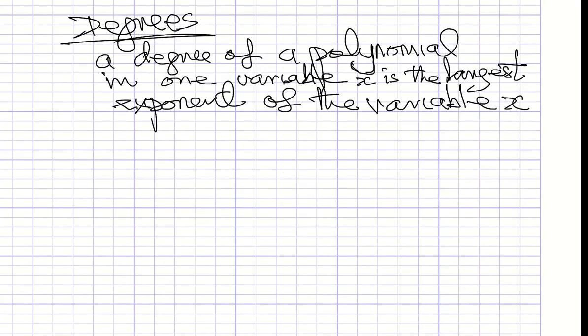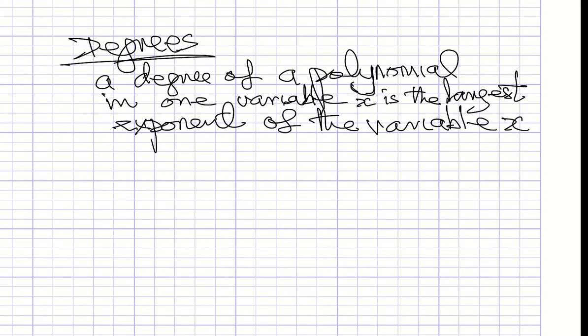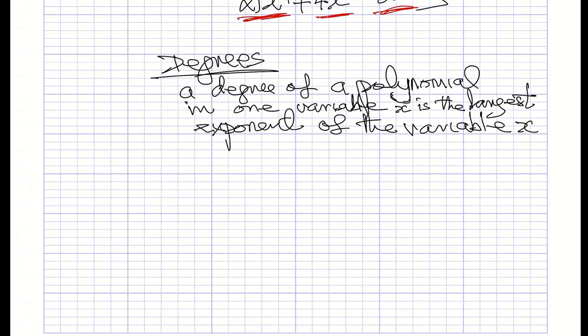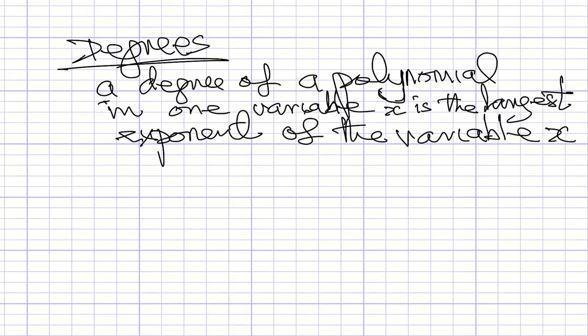Okay, let's talk about degrees of a polynomial. A degree of a polynomial in one variable x is the largest exponent of the variable x. So what is that saying? Well, here is what it's saying.